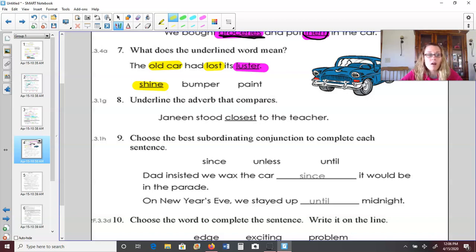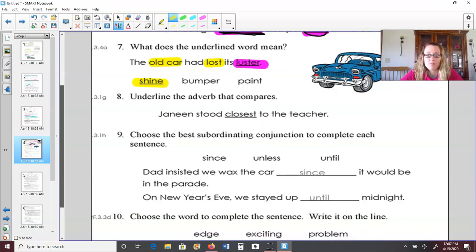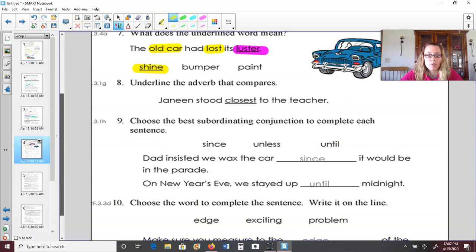And you may recall hearing that word when we talked about rocks and minerals during science. Luster is a term that we can use to describe how shiny or dull a rock is. So, just using some background knowledge sometimes can help us figure out the definition of some vocabulary words that we're unsure of.